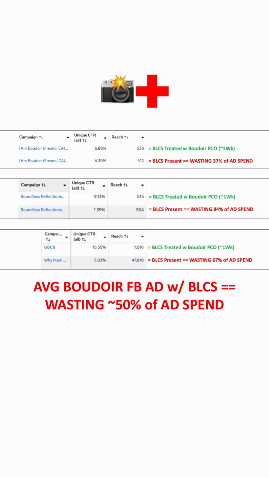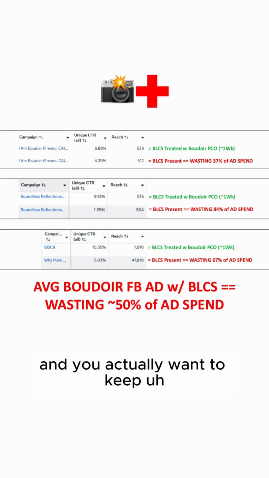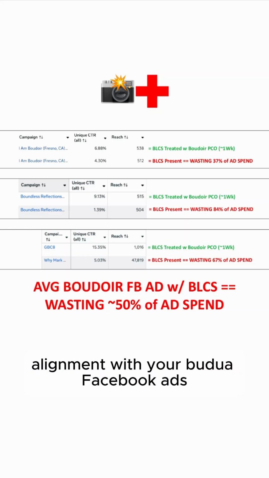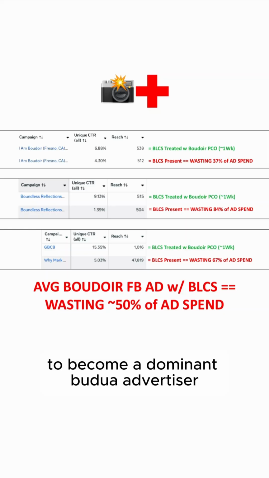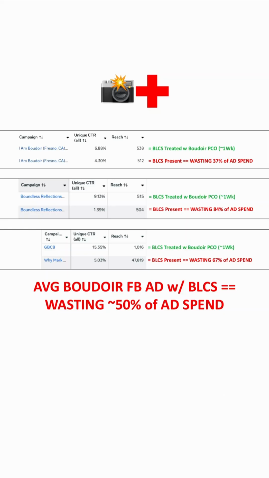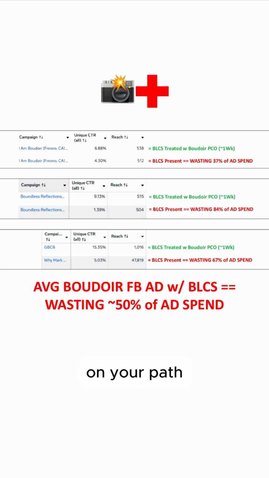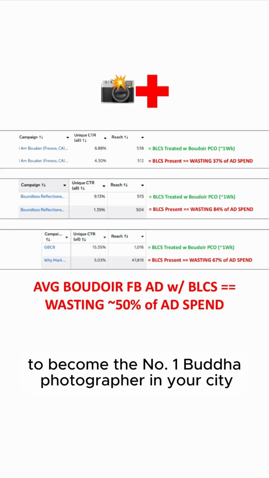And you see that'll be approximately 60K back in your pocket over the next 12 months, over the next year. And you actually want that outcome of the Boudoir Pico treatment. And you want to achieve pre-click alignment with your Boudoir Facebook ads to become a dominant Boudoir advertiser, to achieve Boudoir brain entry boost with your Boudoir Facebook ads, because you know this is required on your path to becoming the number one boudoir photographer in your city.